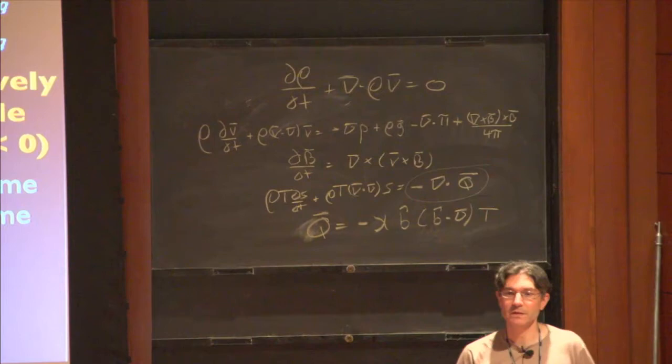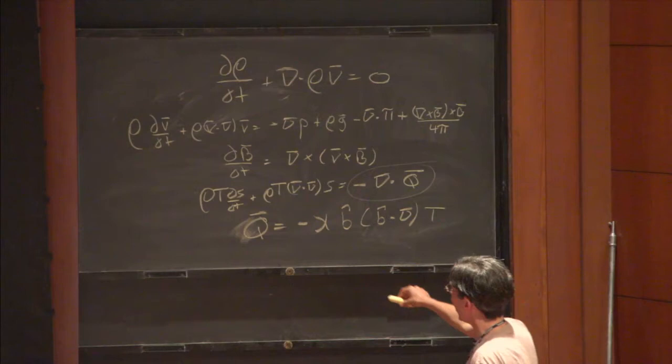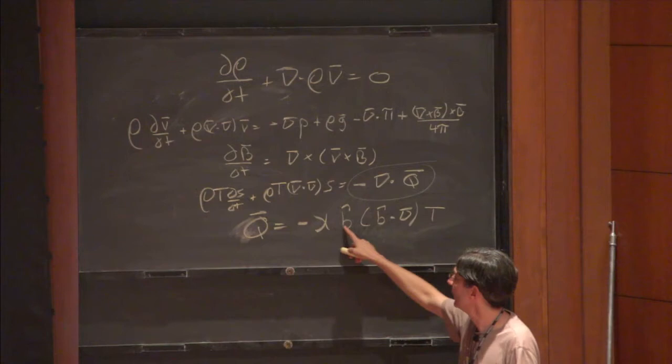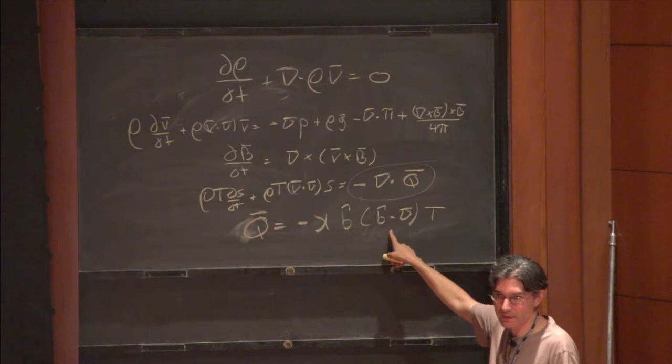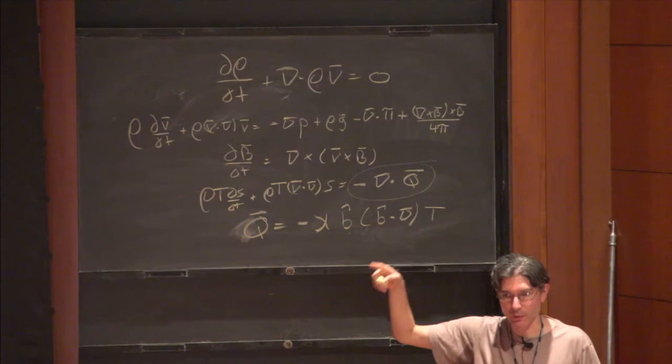So there's a heat flux, which is only along magnetic field lines. So remember, the flow of heat, Q, is in the direction of B, and it only cares about temperature gradients that are along the magnetic field direction. So the heat flux is B hat dot grad T. Okay.